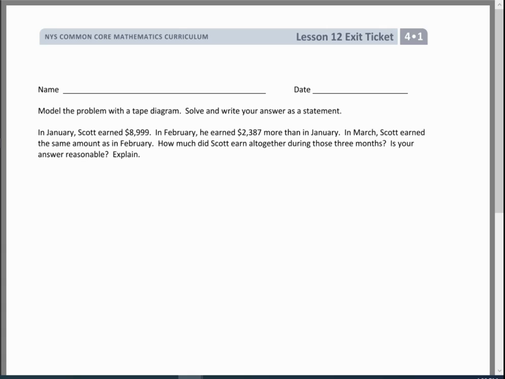So I have this problem here, and the first part actually says, model the problem with a tape diagram. So we have to build one or construct one. Solve and write your answer as a statement. Basically, a statement means we have to write our answer as a sentence. Let's look at the actual problem.